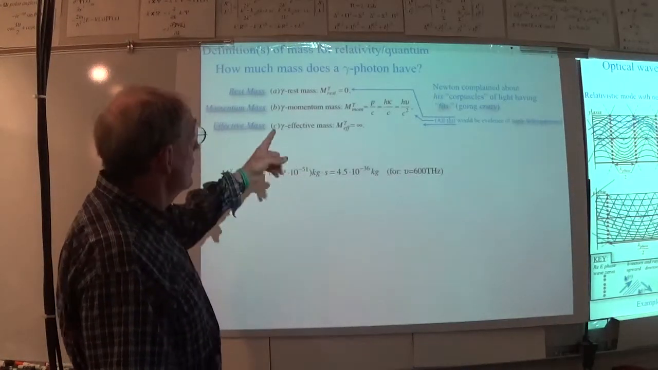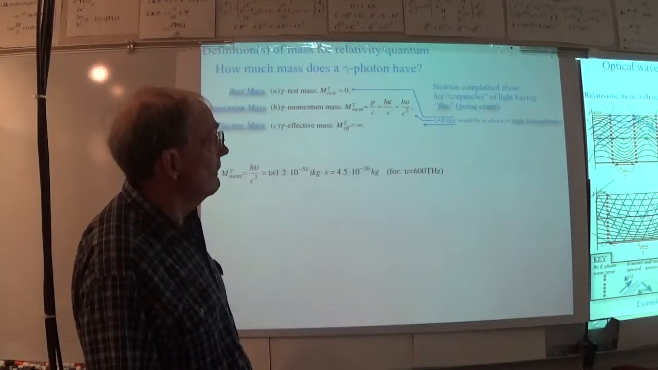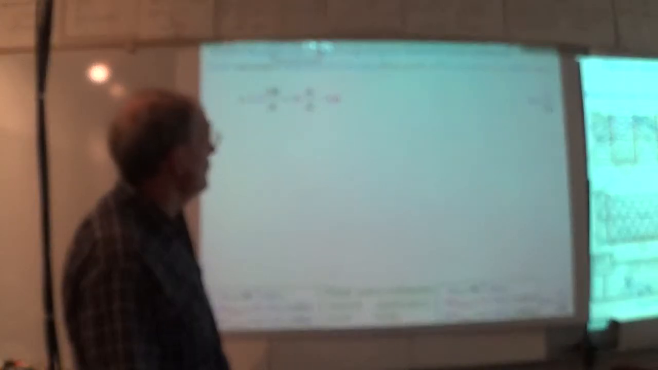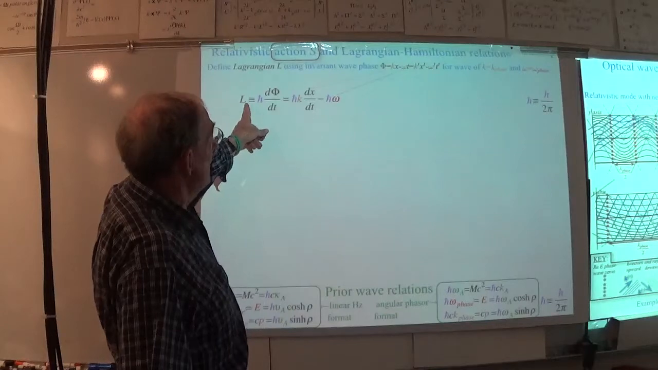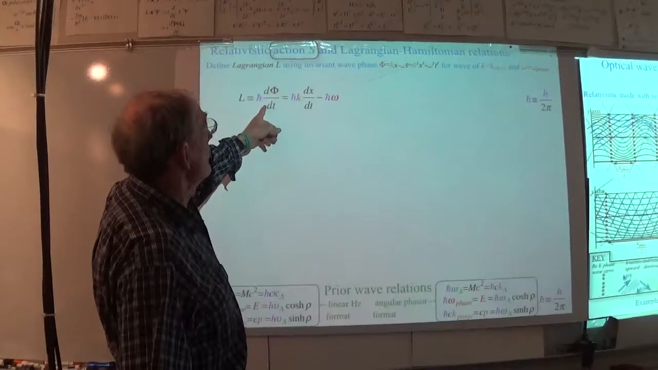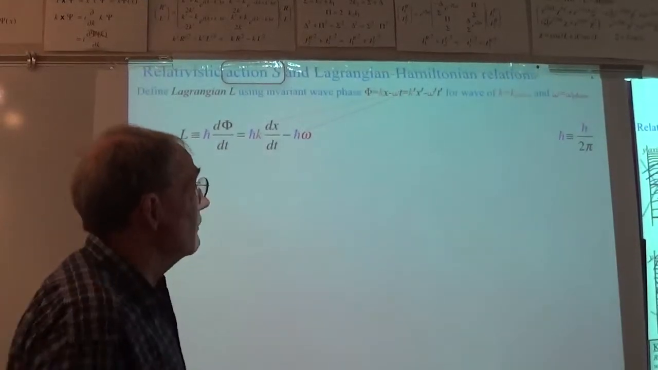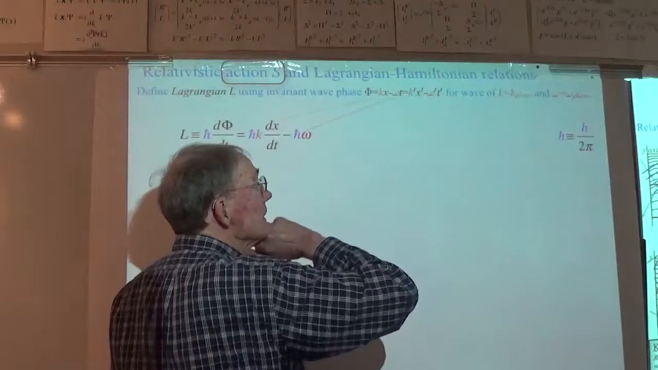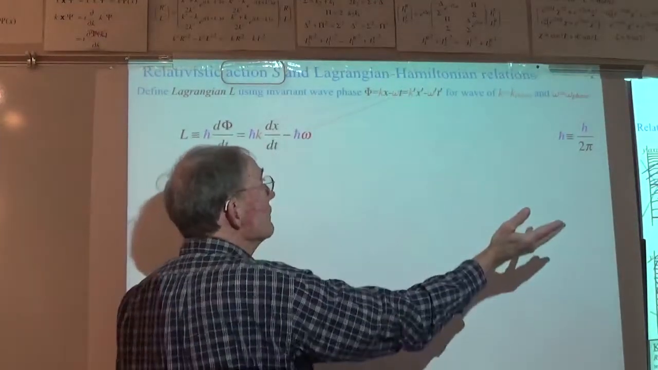Okay? Photon has all three of them, depending on what you're doing with the photon. Okay? Now, here's where you do the stuff that we did in this class. You just say that the Lagrange is the derivative with respect to time of the phase. The phase is what we started with, kx minus omega t. Now, what's interesting about a phase, as I said, it's invariant.